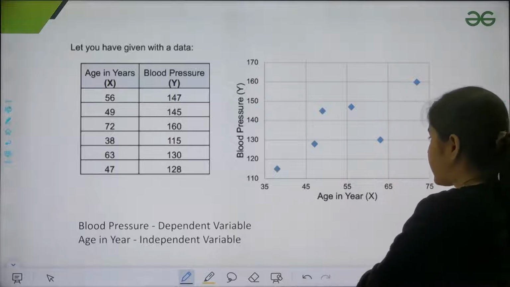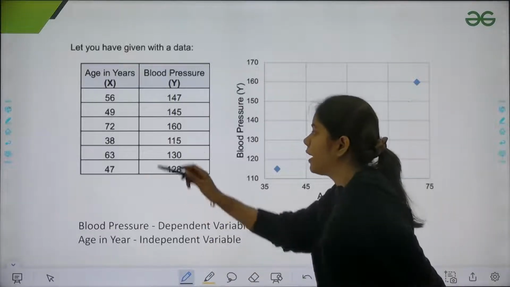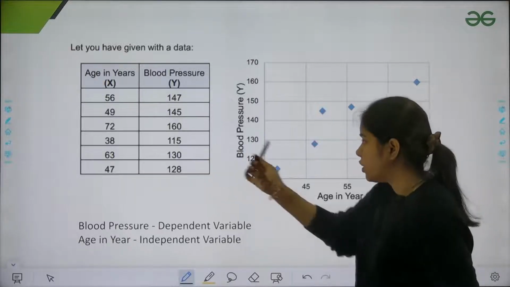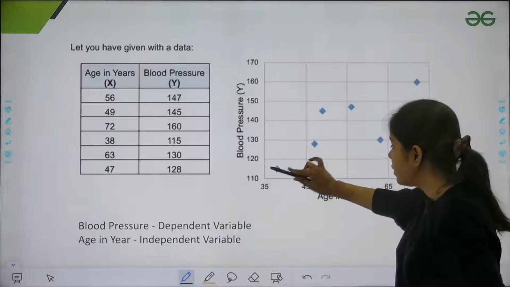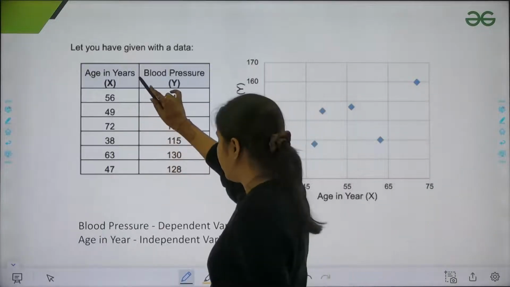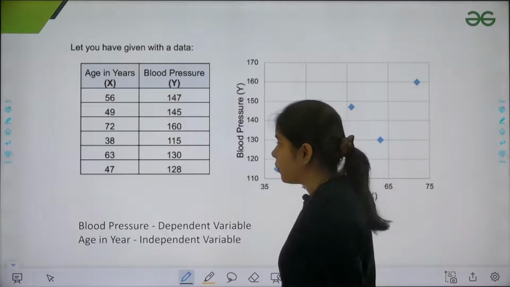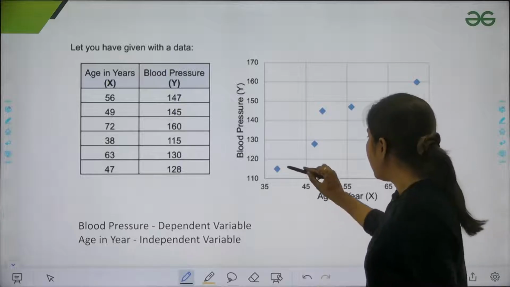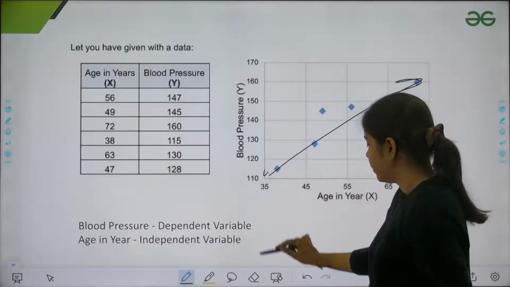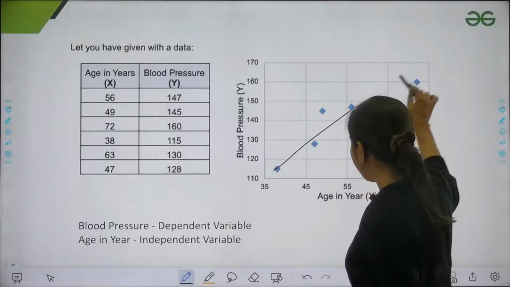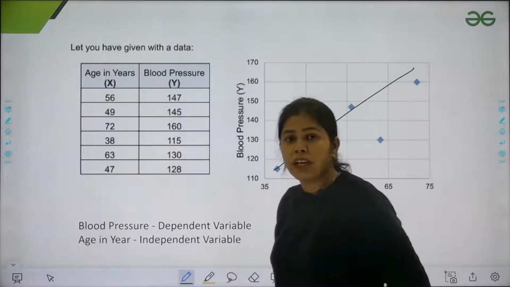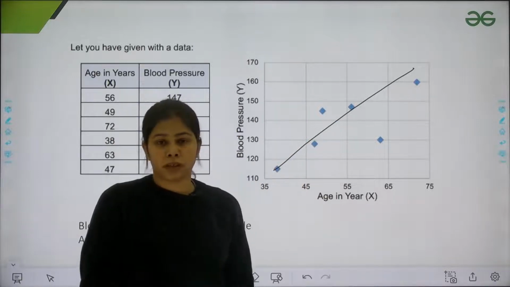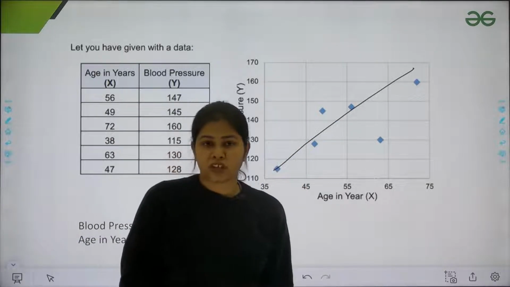So we have this example here. We have given some age in years and the corresponding blood pressure. Blood pressure is the dependent variable and age is the independent variable. X is my input variable and this is my output variable. I want to find a best fit line in this data set, so that I can predict what the blood pressure would be at a particular age.